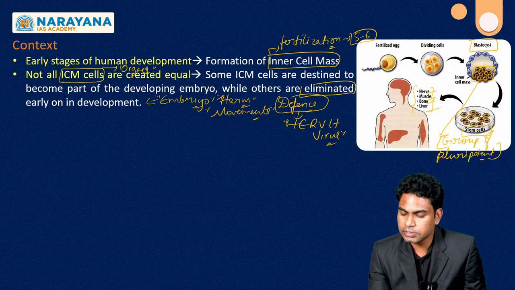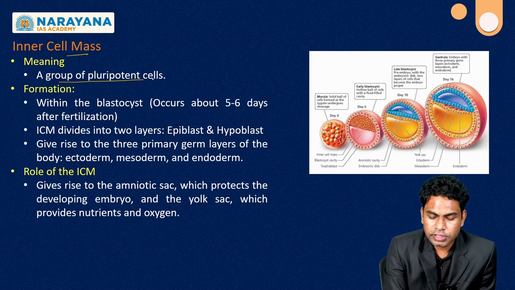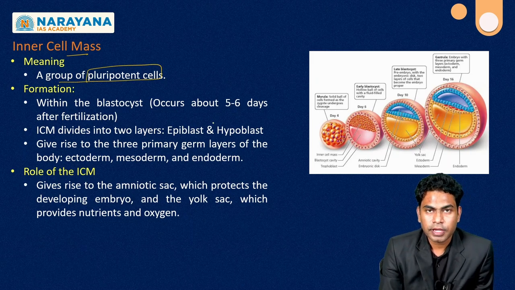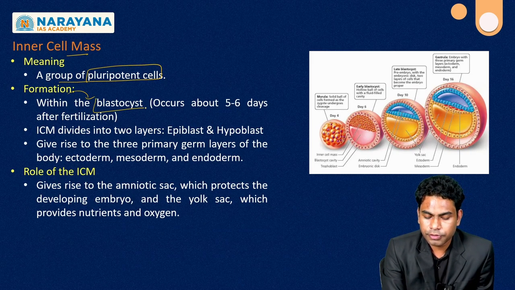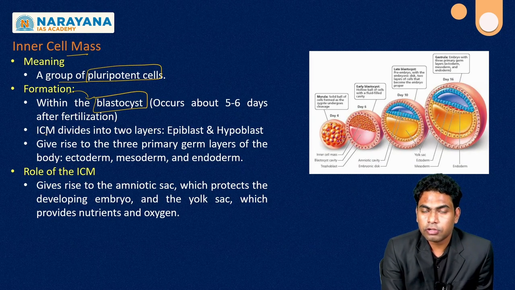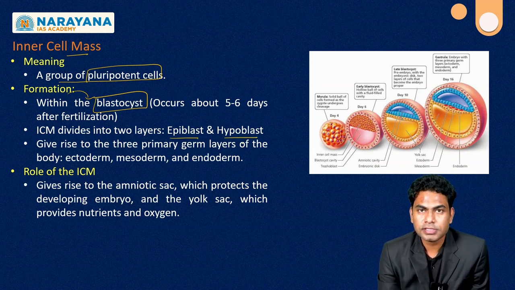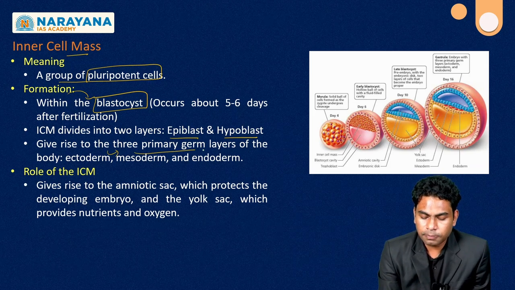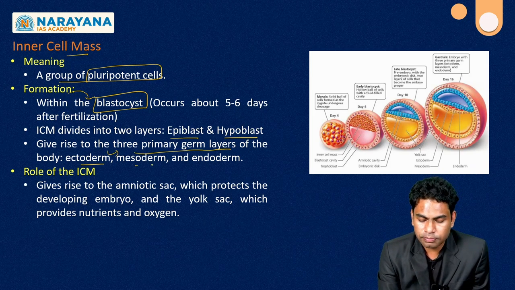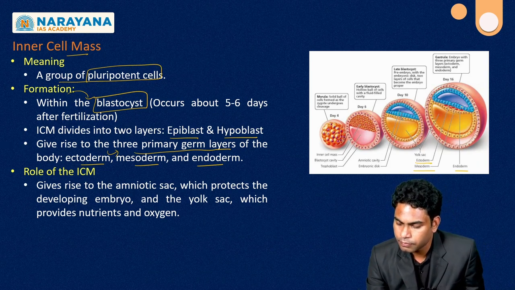They are referred to as stem cells. So, inner cell mass, as we have already seen, is a group of pluripotent cells, and the formation is observed during the stage of blastocysts. And if we look into the divisions, inner cell mass is divided into two, epiblast and hypoblast. And epiblast and hypoblast again form three primary germ layers, which are ectoderm, mesoderm and endoderm. So this is ectoderm, mesoderm and endoderm.